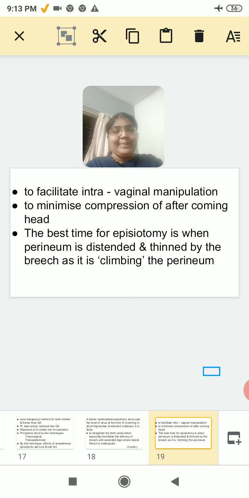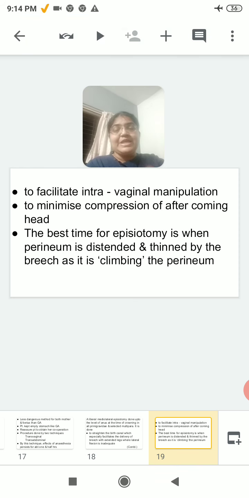The best time for episiotomy is when the perineum is distended and thinned out by the breech as it is climbing the perineum. When the breech reaches the perineum, it is called climbing the perineum, and at that time, due to the pressure of the buttocks, the perineum is distended and thinned. So at that time, episiotomy should be given.